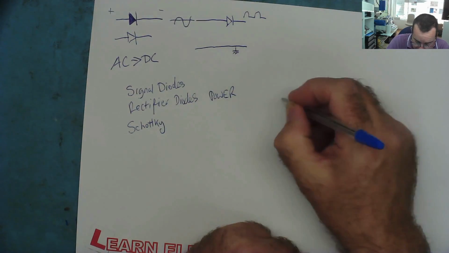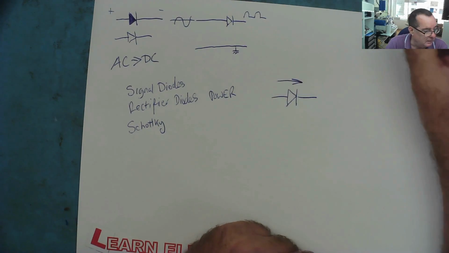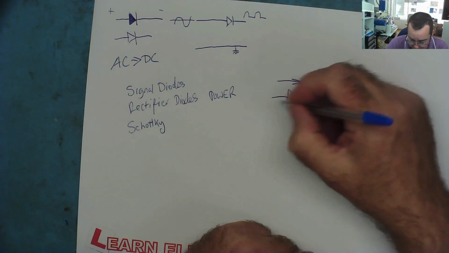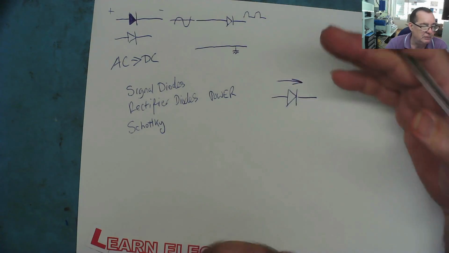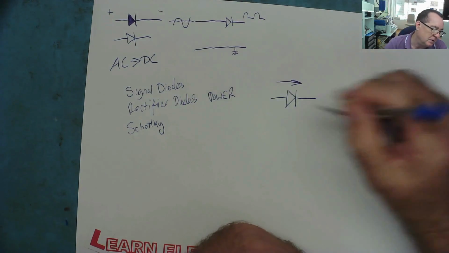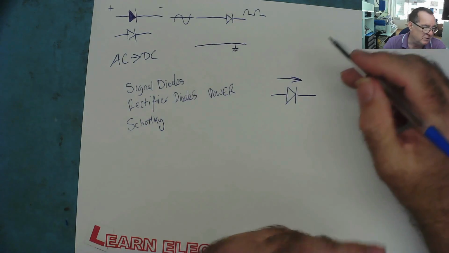So, we know the diode passes current that way, and this way it blocks current. But when it's passing current this way, does it act like a short circuit? Is it just a short circuit in one direction and an open circuit in the other direction? Basically, it isn't.